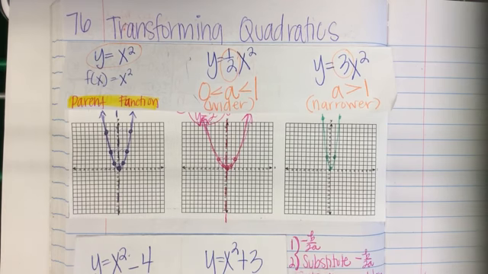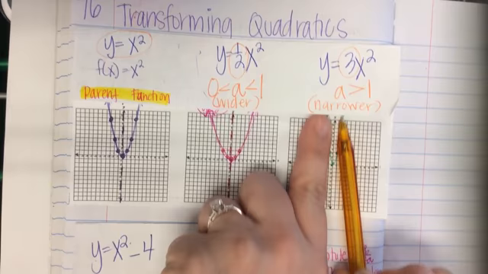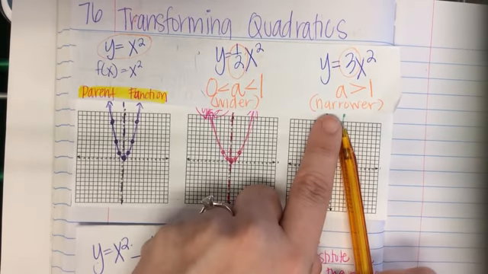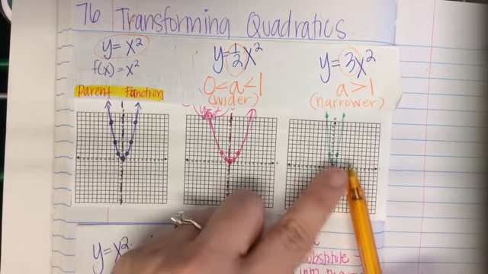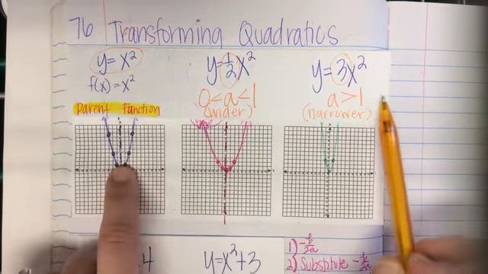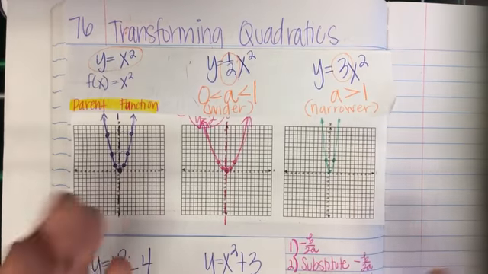What would be another value that would make a skinny, a narrow parabola? What other value would make a narrow parabola, Kim? 6. That would be really skinny, right? It'd be real thin. 25 would be ridiculously thin. 2 would be thinner than this. 1.5. As long as it's greater than 1, it's going to get skinnier.